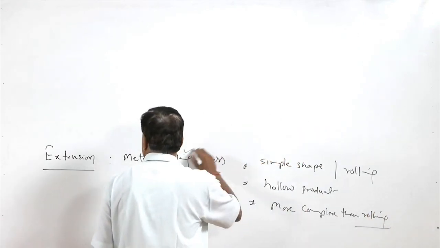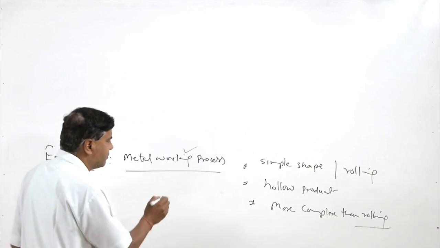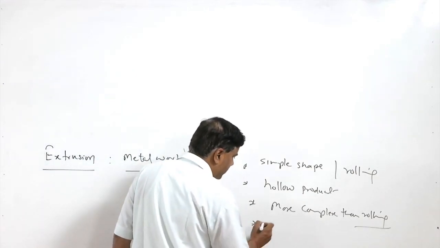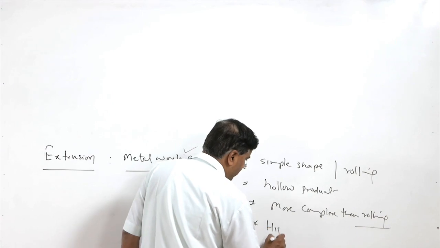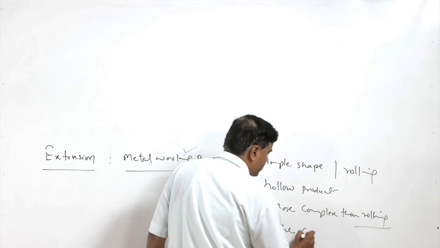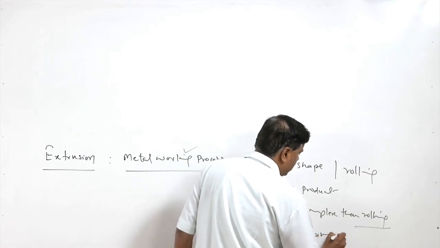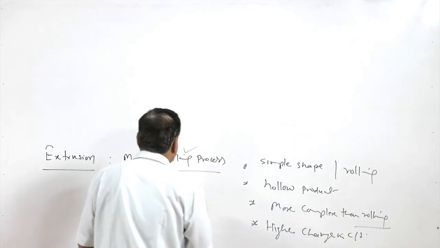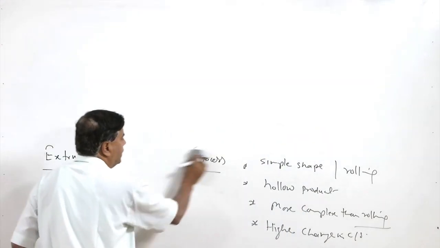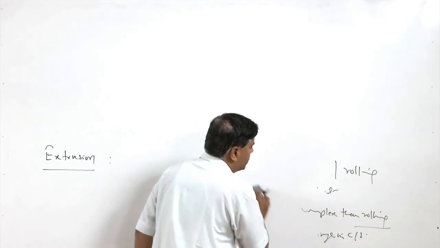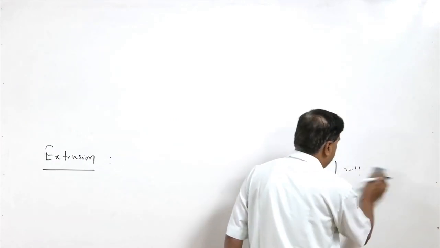So, in that way extrusion is somewhat better, and as far as the comparison is concerned, much higher reduction ratios can be achieved, higher change in cross section can be achieved. Now we will see the kind of approach which is used in the extrusion process.